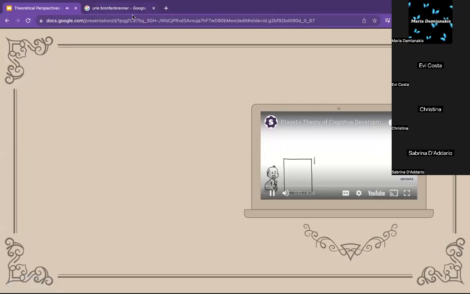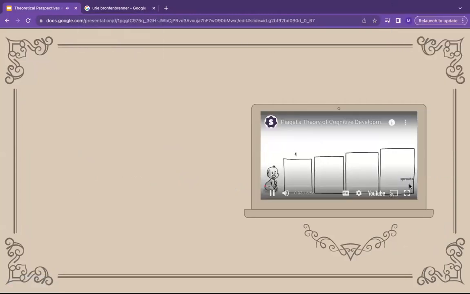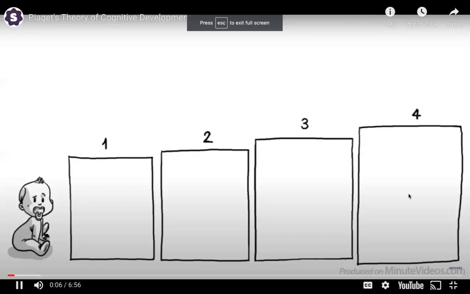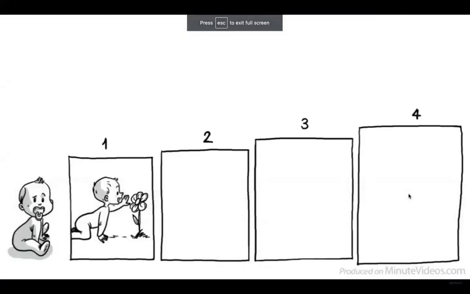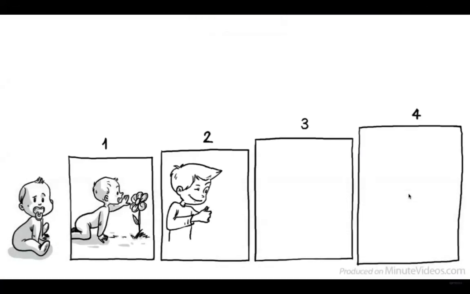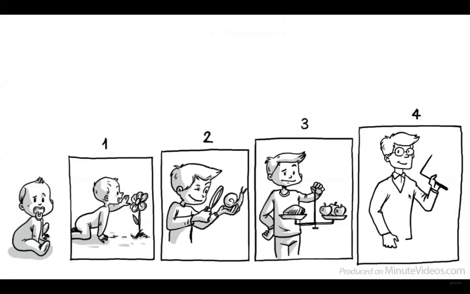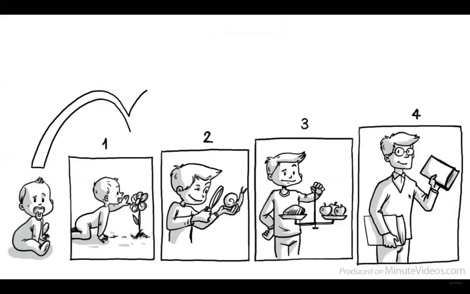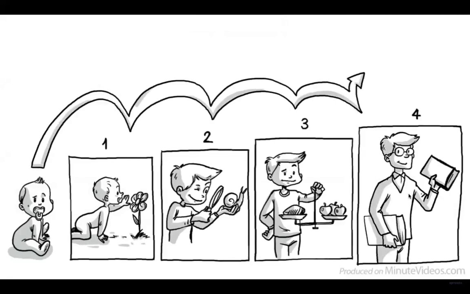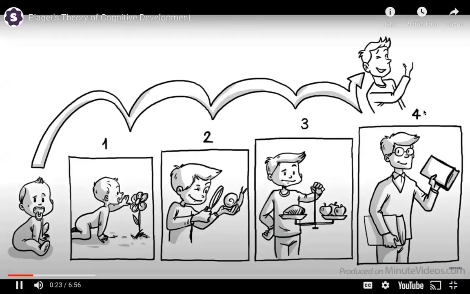Piaget's theory argues that we have to conquer 4 stages of cognitive development. First, the sensory motor stage. Second, the pre-operational stage. Third, the concrete operational stage. And fourth, the formal operational stage. Only once we have gone through all the stages, at what age can vary, we are able to reach full human intelligence.